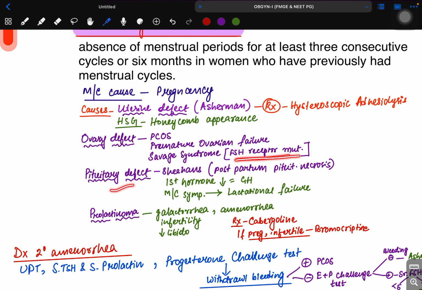The pituitary defects may include Sheehan syndrome, which is postpartum pituitary necrosis. What is the first hormone to decrease in Sheehan syndrome? It is the growth hormone. What is the most common symptom in Sheehan syndrome? It is lactational failure. Prolactinoma, increase in prolactin. So there can be galactorrhea, amenorrhea, infertility, decrease in libido. What is the treatment for prolactinoma? It is cabergoline. If the female is pregnant or infertile, we have to give bromocriptine, not cabergoline, okay?